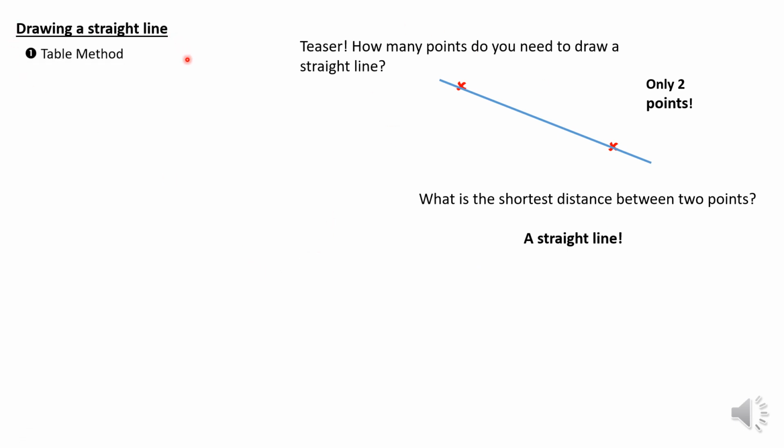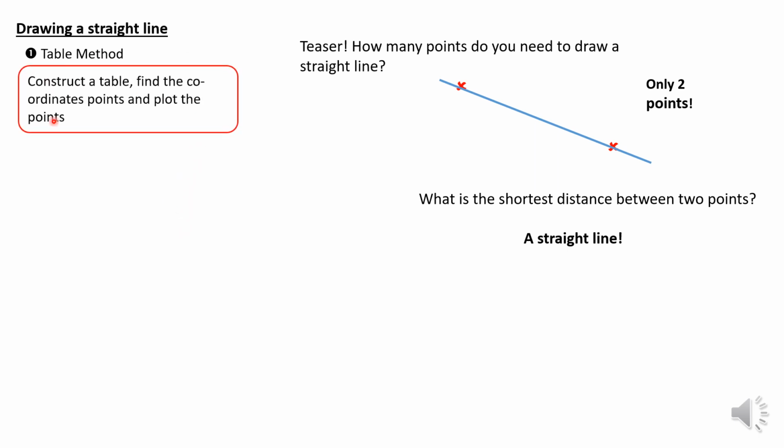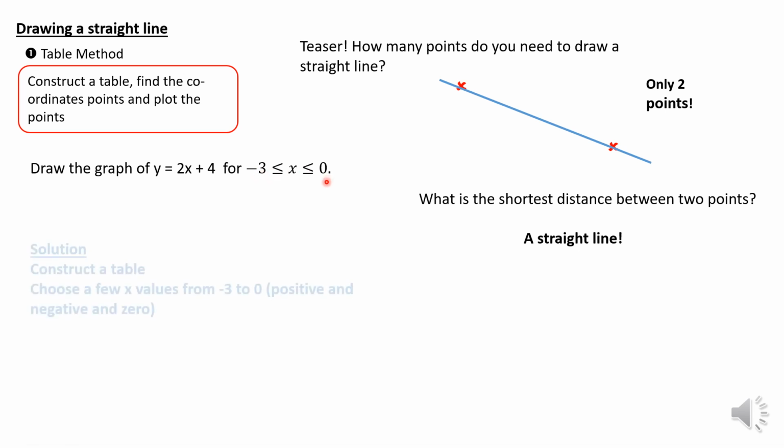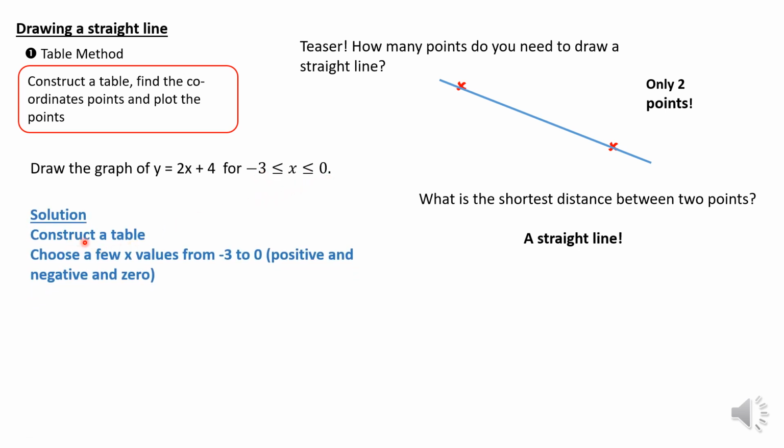So the way we draw a straight line, we can use a first method of table, which is something that the lower grades have to know. You have to construct a table, find the coordinate points and plot the points. So let me bring in an example here. We're going to draw the graph of y equals 2x plus 4 for values of x between -3 and 0. So what it means is we're going to bring in a 2-step solution.